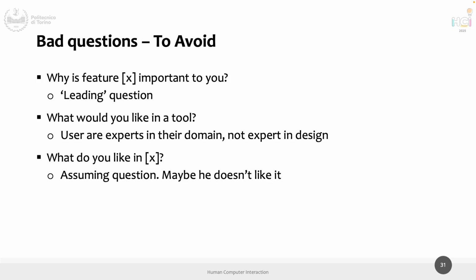What do you like in X? This is also a category similar to the leading question: an assuming question. You assume that they like it. That's your assumption. It is still leading, but it's also assuming. Maybe they don't like it. Maybe it's not as important as before. In particular, this is an assuming question. You assume something for whatever reason. Also, this is to be avoided.